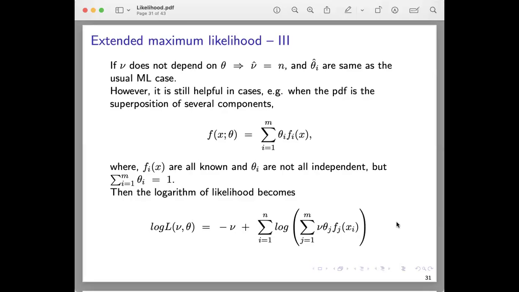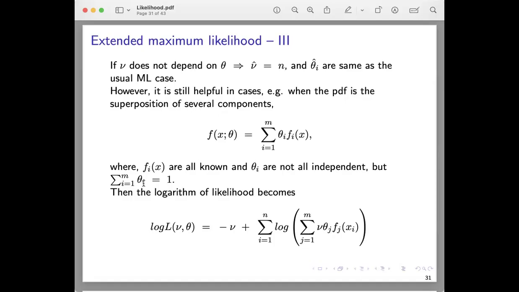Sir, how are the thetas not independent? Can you give an example? Theta is not all independent, means the parameters are not completely independent. One can write one parameter as a sum of the others. So for example, when you constrain it, you can write, say, theta 1 is 1 minus the sum of the rest of the thetas, right?